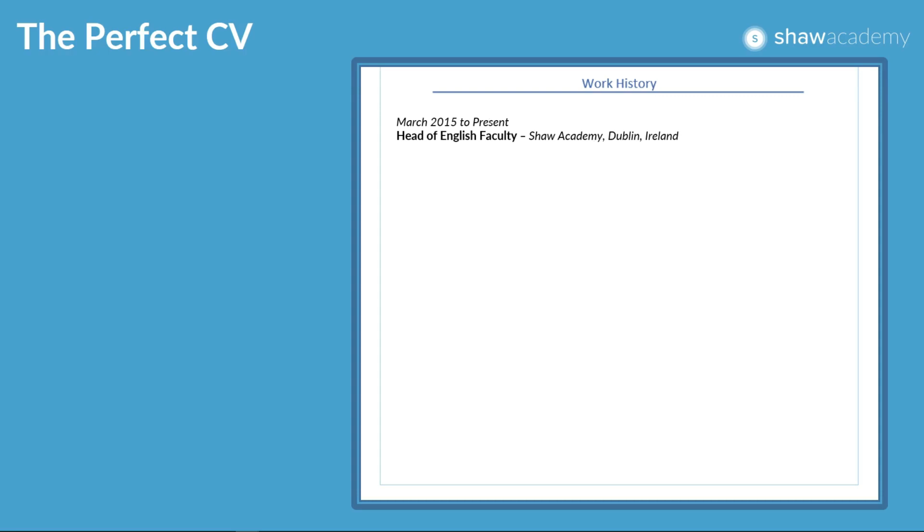So let's look at our most recent. When we do work history or relevant work experience, always start with your most recent and work backwards. So here we have the date, March 2015 to present. Okay, that means I am still working here. And then the position, head of English faculty, and then the company and where they're located. So, head of English faculty, Shaw Academy, Dublin, Ireland. Very simple. You don't need any more details than that.